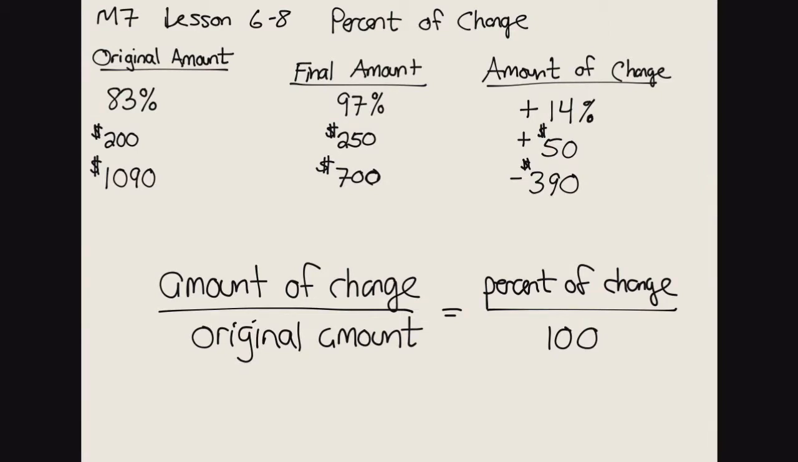50 would go over 200. Okay, so the amount would be a positive 50 over 200. And that equals, do we know the percent of change? No, that's what we're trying to find. So it's going to be x over 100. Can you guys solve this? Yeah, I think so. What would we do? Gretchen? 50 times 100. Yep, you're right.